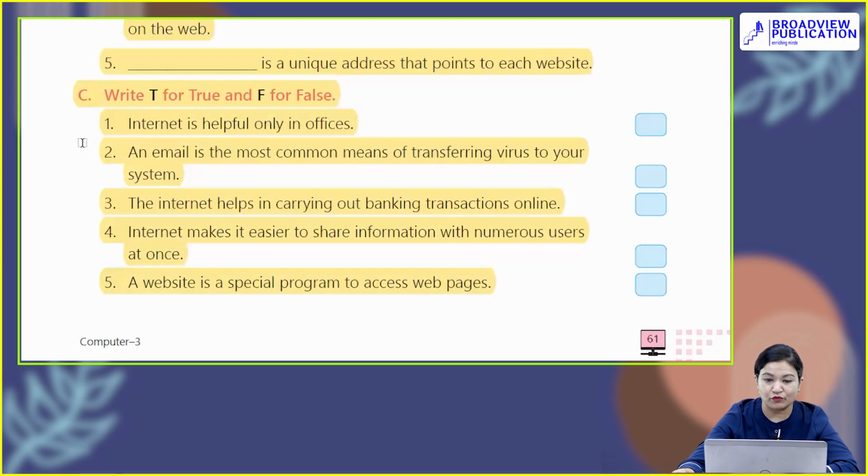Write T for true and F for false. The internet is helpful only in offices. No, it is false. It is helpful in every place. An email is the most common means of transferring virus to your system. Yes, it is true. The internet helps in carrying out a banking transaction online. Yes, it is true. Internet makes it easier to share information with numerous users at once. Yes, it is true. A website is a special program to access web pages. No, it is not true. It is a collection of web pages, but it is not a special program.